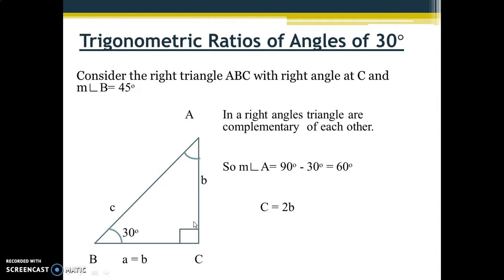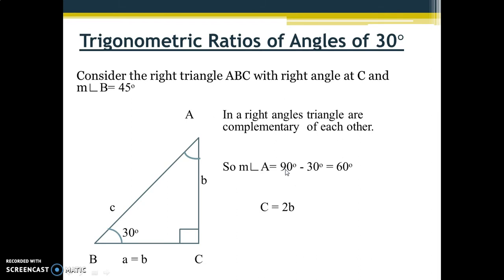This is one thing which we will have to remember in this particular derivation. That is, the hypotenuse is twice the perpendicular side, so you will have to remember here the hypotenuse C is equal to 2b. Why? Because it is a 30 degree right angle triangle. Now I want you to apply the Pythagoras theorem on this triangle as well and find all the values of the trigonometric ratios similarly as we have done for the angle of 45 degree.